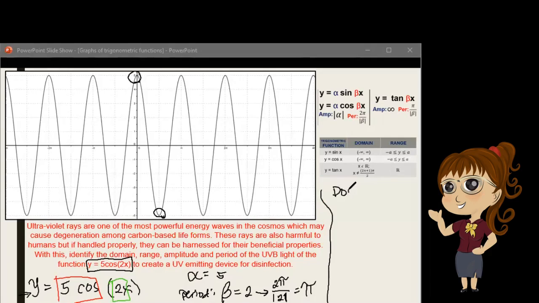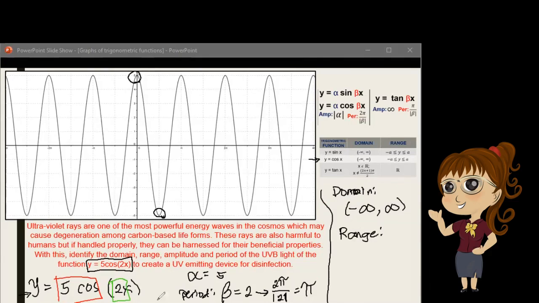Okay, now we determine the domain. For the domain, you just look at the second row. So what will be the domain for this? Let's call on Wednesday. Negative infinity po. Saka infinity. All right. We have negative infinity to infinity for the domain. Thank you so much. And then for the range.